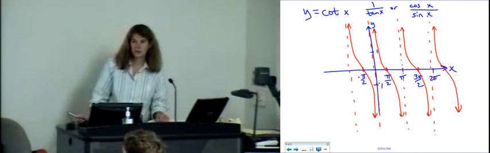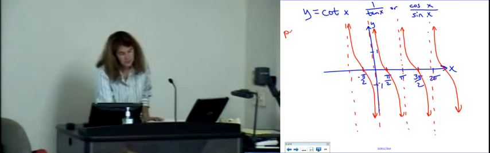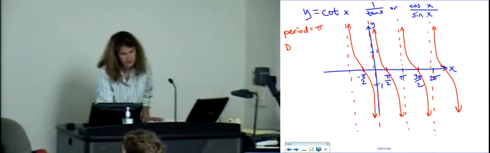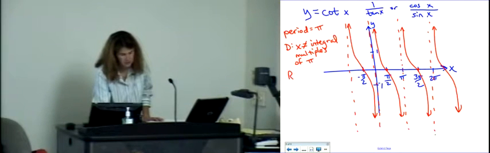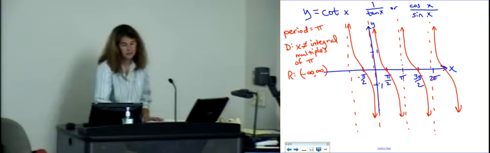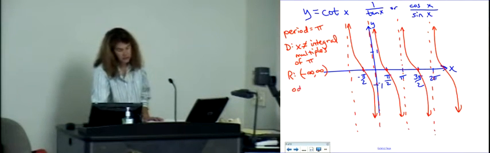Okay, so it continues on in this manner. Still, the period of the graph is pi. The domain will be x cannot equal integral multiples of pi. The range is still all real numbers. It's an odd function.